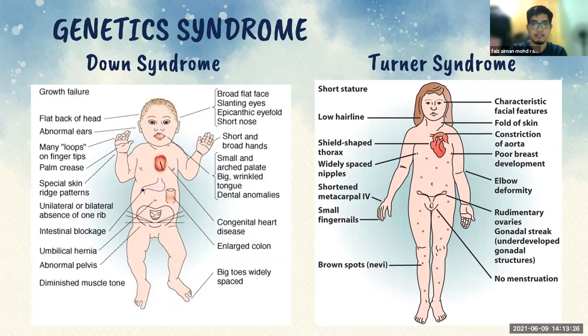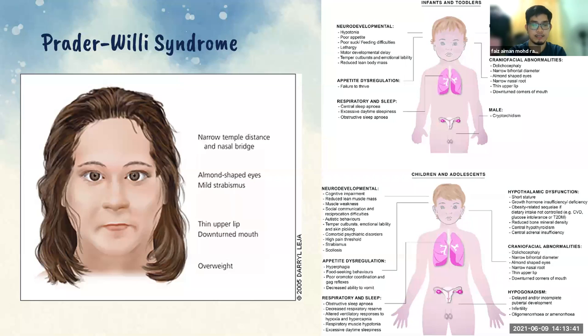Another syndrome is Turner syndrome. They are characterized by a low hairline, widely spaced nipples, and they will also have problems achieving puberty. Other syndromes related to short stature include Prader-Willi syndrome. On face examination, you might want to see if there is any narrow temporal distance and nasal bridge. They have almond-shaped eyes and mild strabismus. On the mouth, look for a thin upper lip with a downturned mouth, and they are usually associated with some hormone dysfunction that will lead to overweight or obesity.